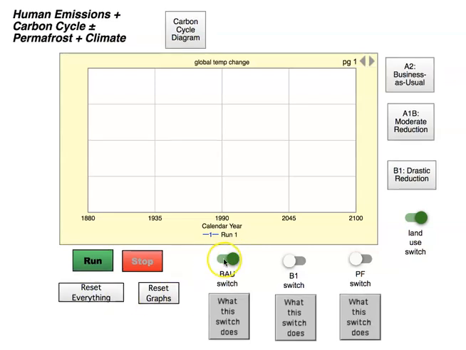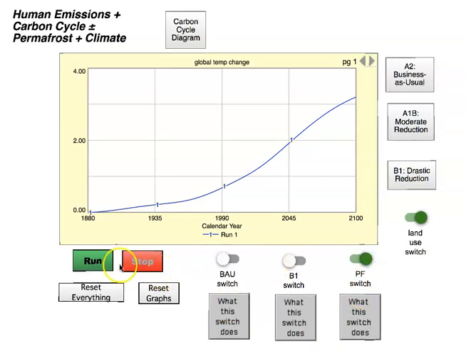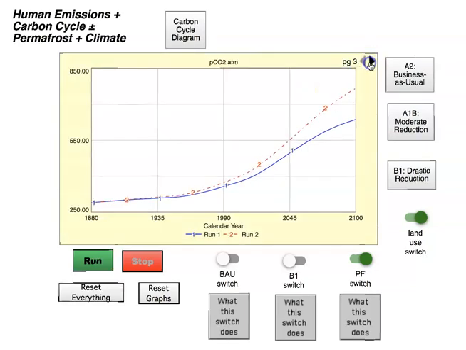Okay. And then finally, let me restore everything. Okay. Let's run A1B. And now let me show you what happens when I turn permafrost burning on. And you can see a lot more carbon ends up in the atmosphere. And you can compare the curves side by side.